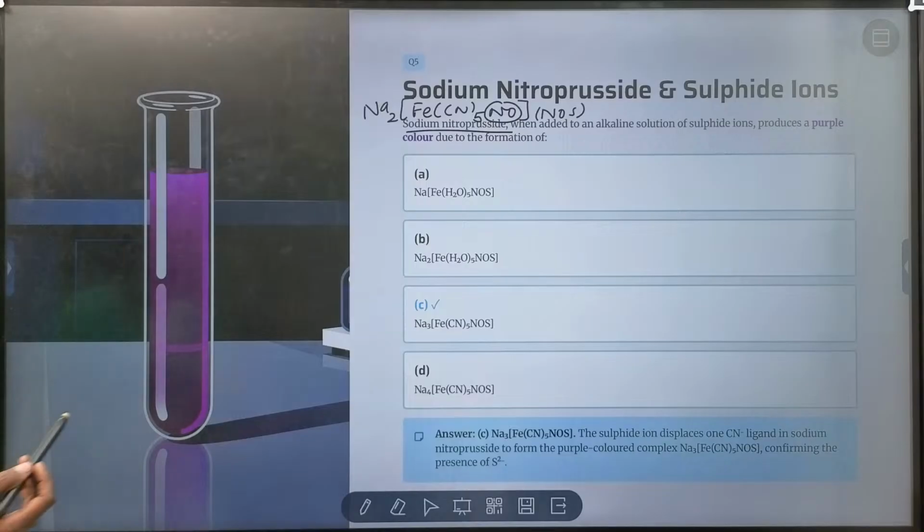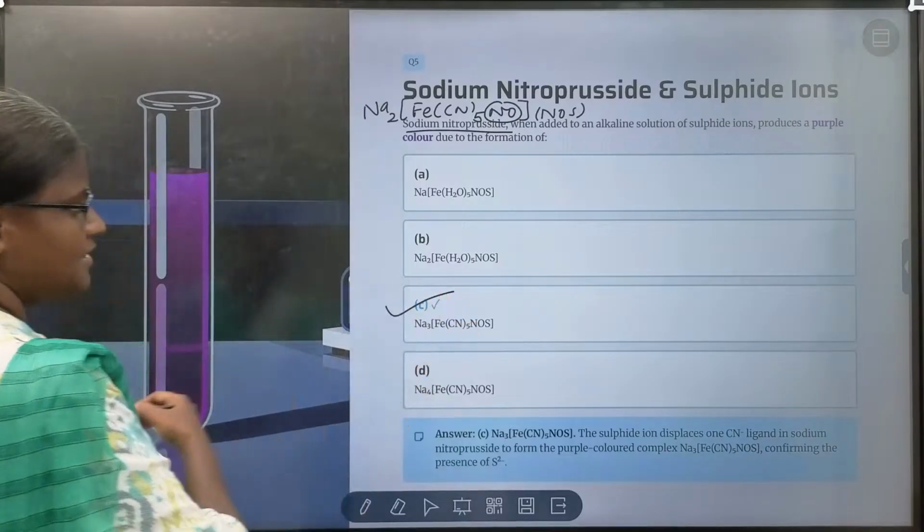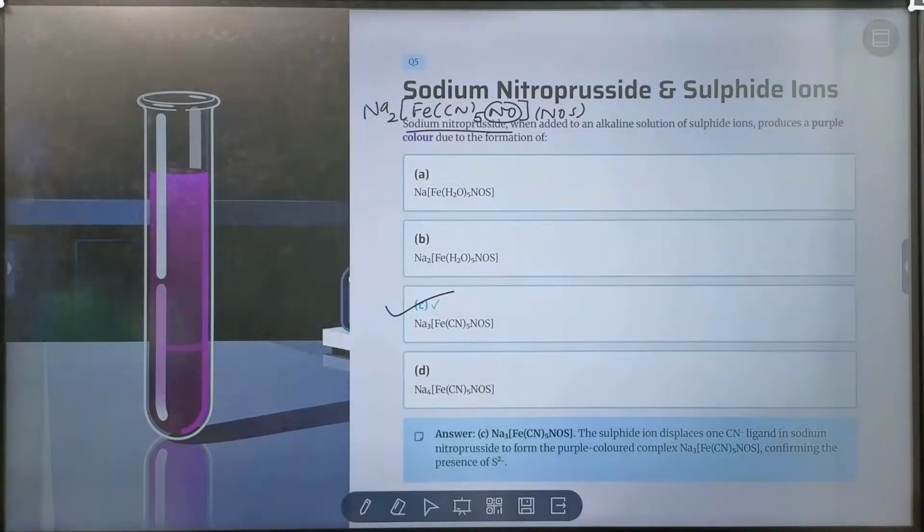So what is the correct answer? So this is the correct answer. It changes from Na2, now it has changed into Na3. So that formula you have to remember. It is Na3[Fe(CN)5 NOS]. So it is due to the presence of that sulfur. So this is the confirmatory test for sulfide.